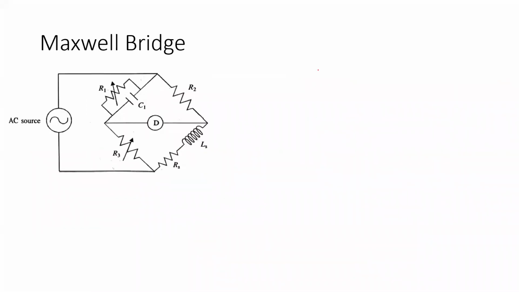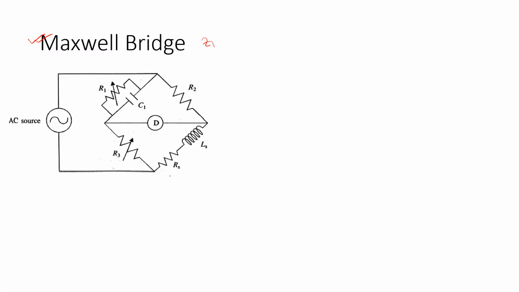Now, the first variation among the different types of AC bridge circuits that I'm going to discuss is the Maxwell bridge. You can see that, compared to the basic AC bridge circuit, it is in a similar format. However, we have defined the impedances Z1 and so on in terms of different combinations of resistance, inductance, or capacitance.